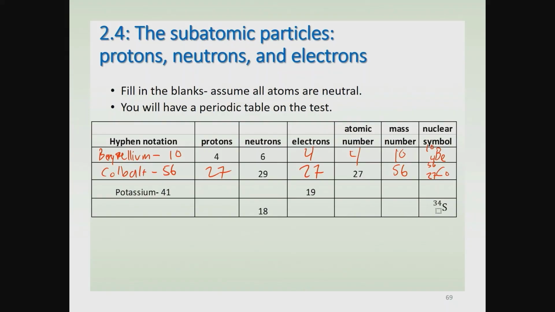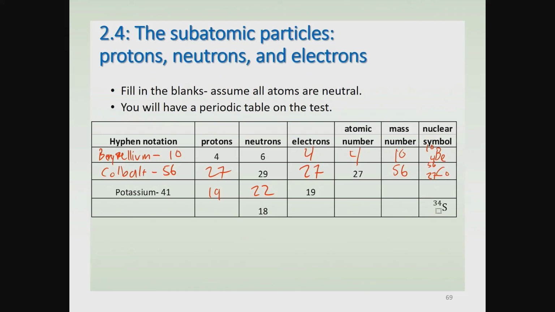For the next one, we have the hyphen notation potassium-41, and we also know that the number of electrons in this atom is 19. Can we get some more information? Yes. Recalling that these are neutral atoms, if we have 19 electrons, that means we also have 19 protons. Can we figure out the number of neutrons? We should be able to, because in the hyphen notation we see what the mass number is. It's 41. So what is 41 minus 19? That's going to be 22.